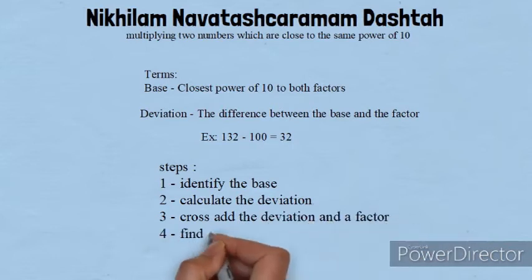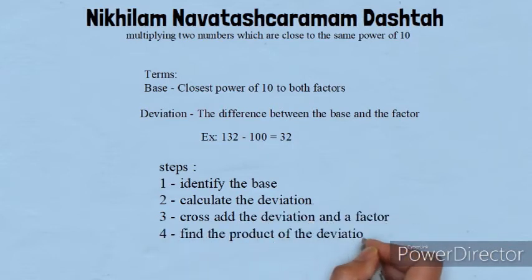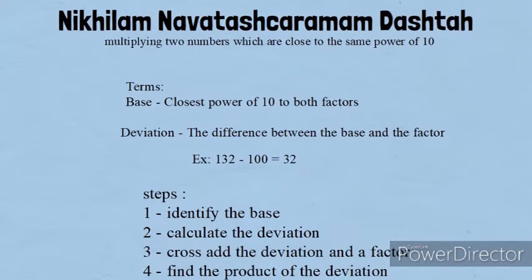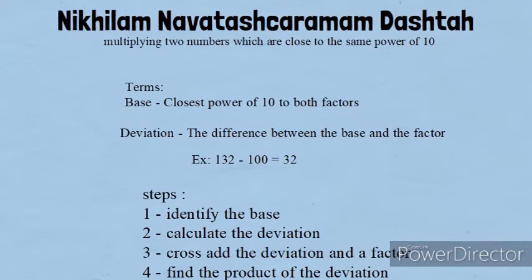Now let's look at the steps. Step 1. Identify the base. Step 2. Calculate the deviation. Step 3. Cross-add the deviation and a factor. And step 4. Find the product of the deviation.